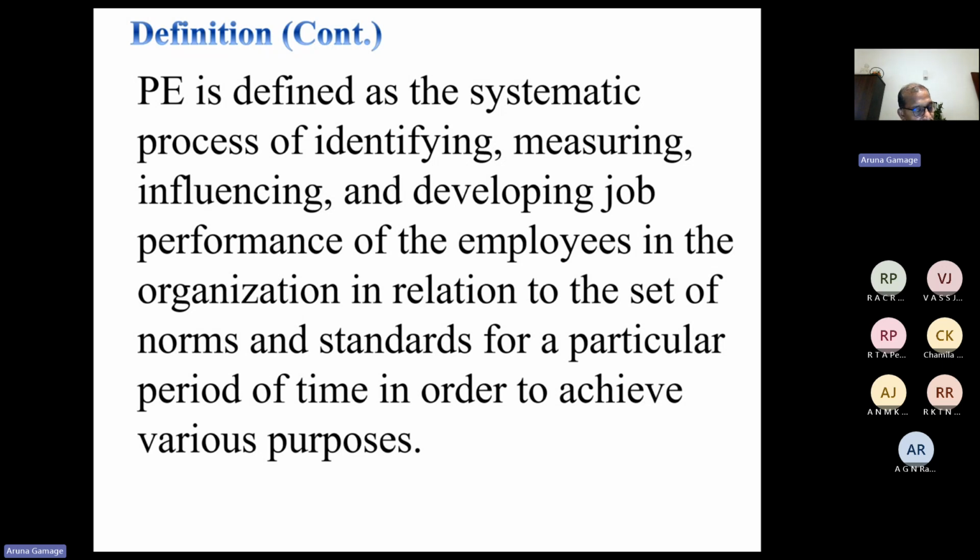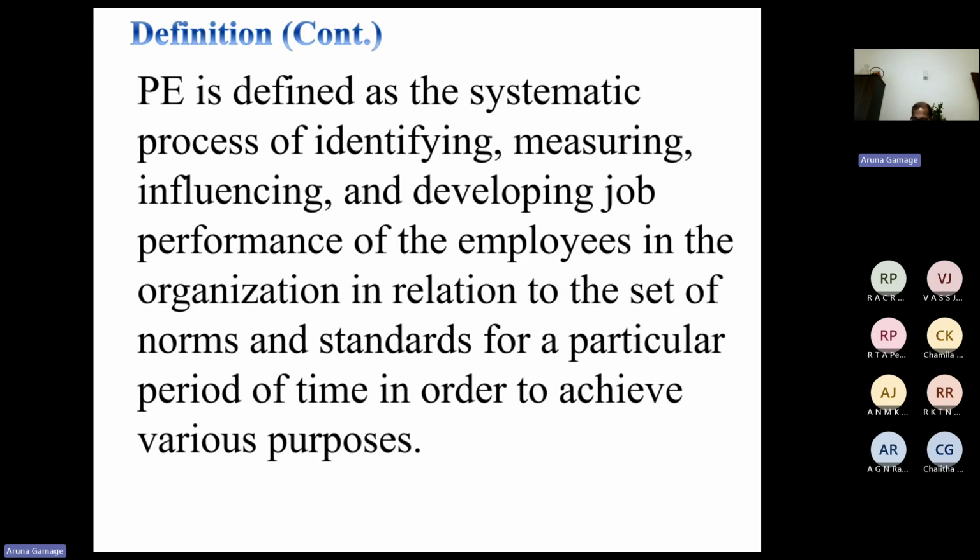Performance evaluation means doing it in order to achieve some purposes. Without a purpose, no performance evaluation should be made. Do not do performance evaluation for the sake of doing it. Do not do it because other organizations are doing it. Do not do it because funds have been allocated. Do not do it because we have been evaluating performance in the past.